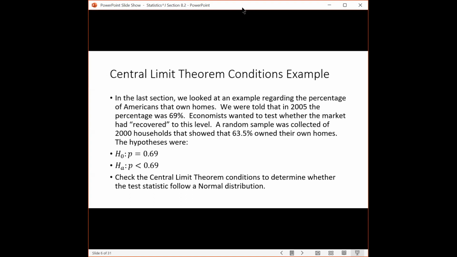Okay, so let's go through and do an example. In the last section, we looked at an example regarding the percentage of Americans that own homes. We were told that in 2005, the percentage was 69%. Economists wanted to test whether the market had recovered to this level. A random sample was collected of 2,000 households that showed that 63.5% owned their own home. We came up with rival hypotheses that p equals 0.69 is the null hypothesis, and p is less than 0.69 is the alternative. The new thing that we're asked to do is to check the central limit theorem conditions to determine whether the test statistic would follow a normal distribution.